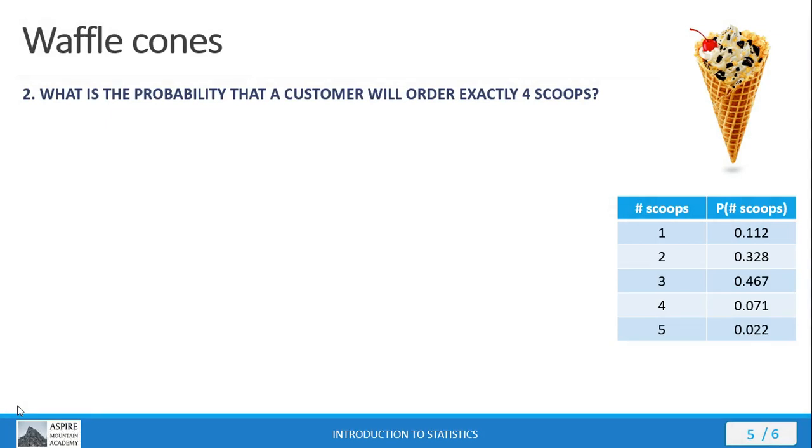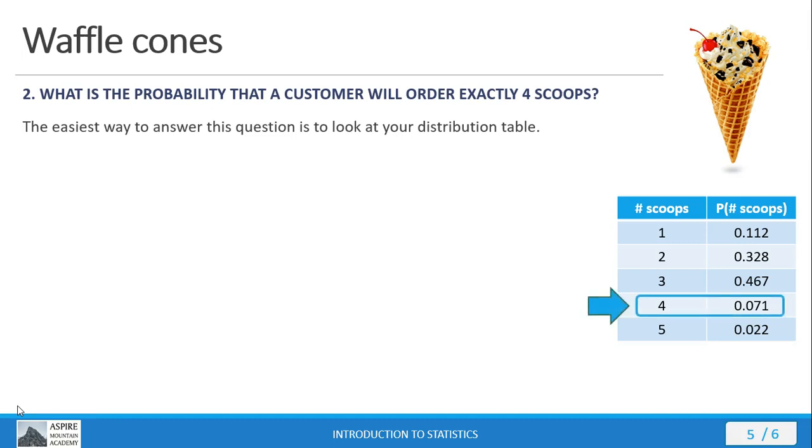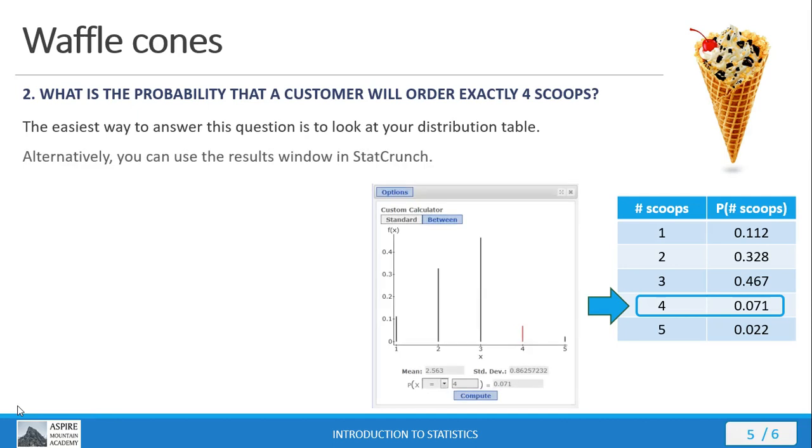Let's look at another example here. What is the probability that a customer will order exactly 4 scoops? Go ahead and stop the video here, try to work this problem on your own, and come back and we'll see how you did. Okay, let's see how you did with this problem. So, of course, the easiest way to answer this question is to look at your distribution table. Okay, so 4 scoops right here, the corresponding probability, 0.071.